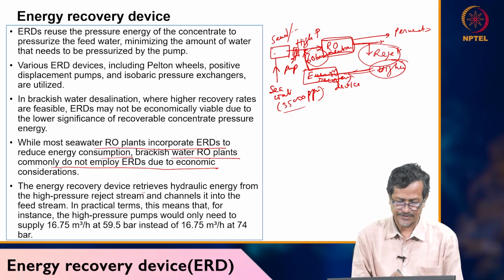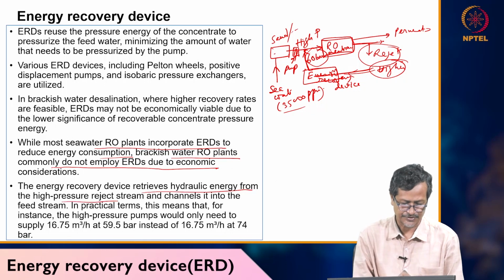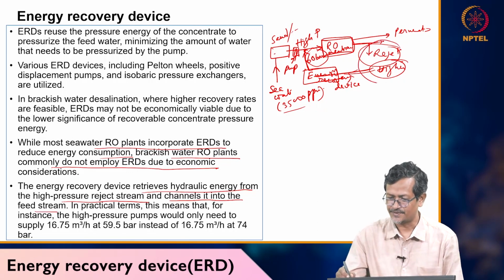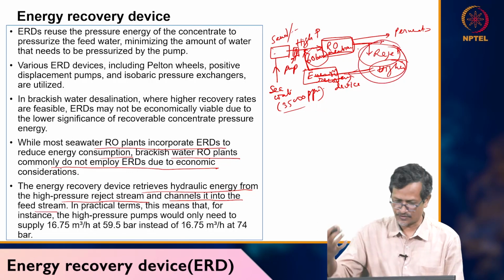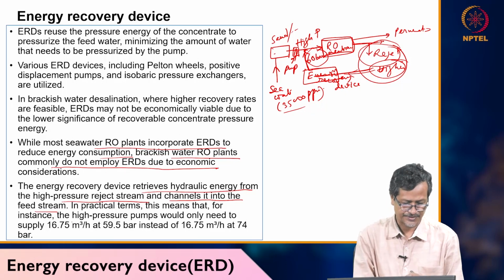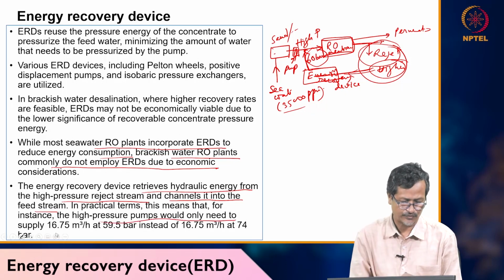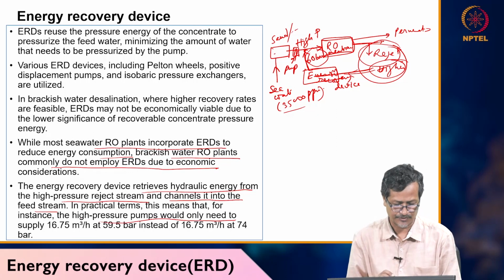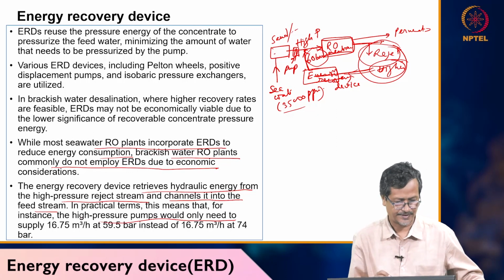The energy recovery device retrieves hydraulic energy from the high pressure reject stream and channels it into the feed stream. So, from the reject, whatever pressure is there, that you are recovering. This means that, for instance, the high pressure pumps would only need to supply 16.75 meter cube per hour, and this is some data you can remember.